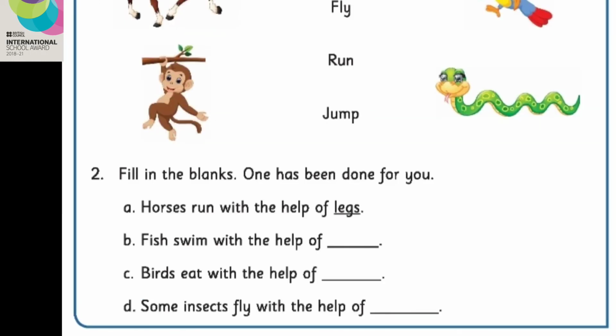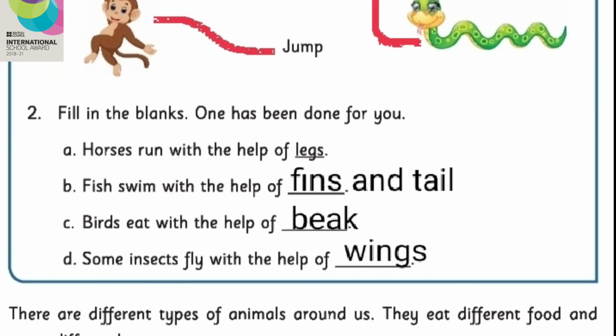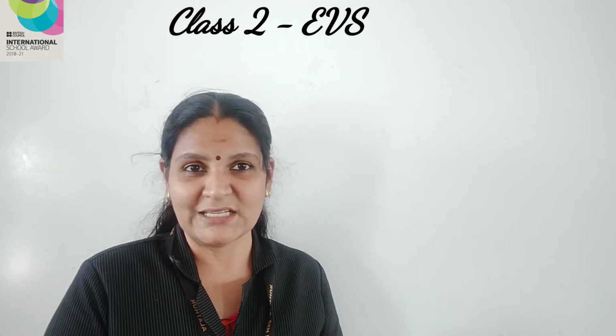Second question, fill in the blanks. One has been done for you. Horses run with the help of legs. Fish swim with the help of, fish എന്ത് യൂസ് ചെയ്തിട്ടാണ് swim ചെയ്യുന്നത്? Yes, fins and tail. Birds eat with the help of beak. Some insects fly with the help of wings. I think now you are clear with this activity. We completed the activity. Activity is very interesting.